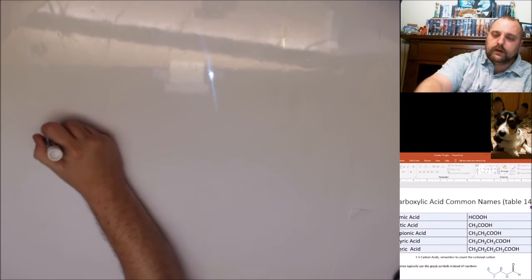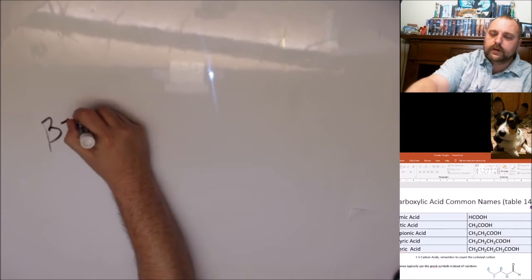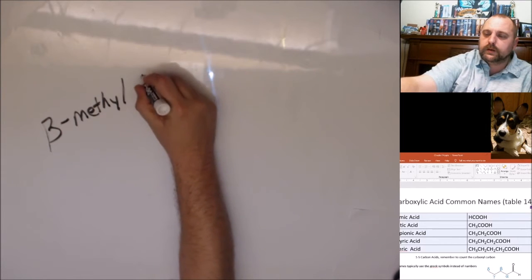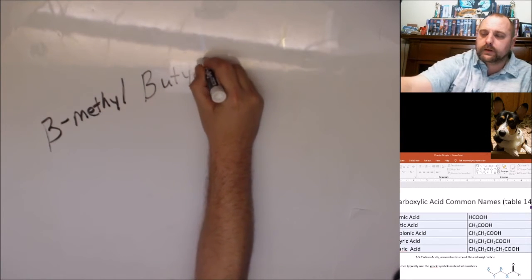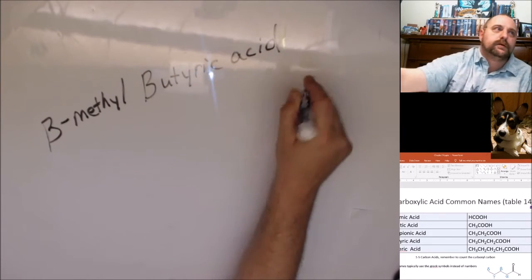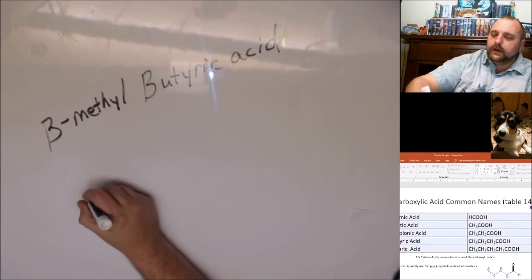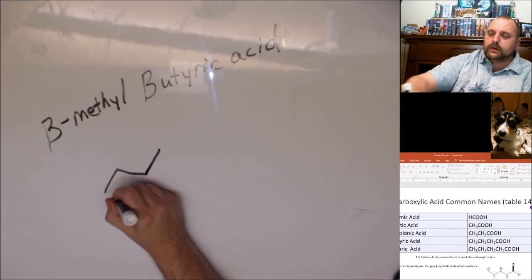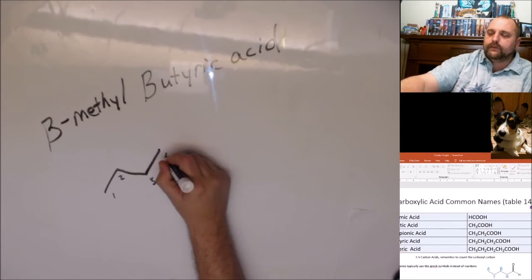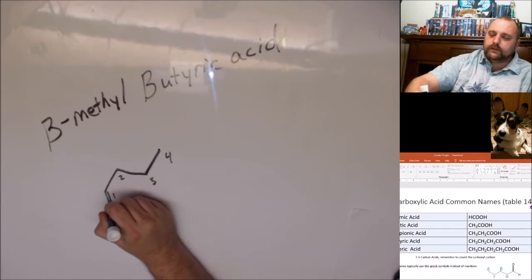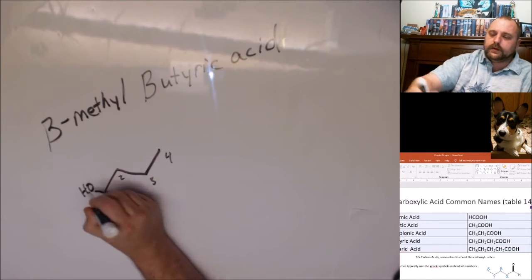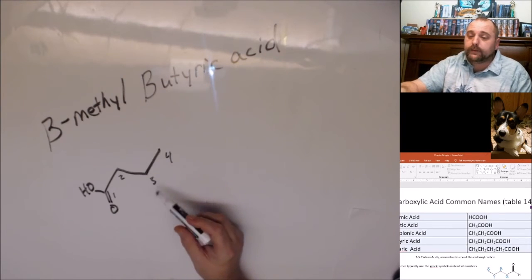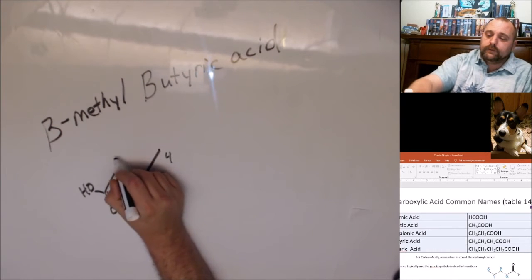Let's do a beta methyl butyric acid. Pay no attention to the capitalization. Again, butyric acid, 4 carbons. 1, 2, 3, 4. I'm going to go ahead and put my carbonyl over here. OH. So there's my 1, 2, 3, 4 carbons. And then I need a methyl, but don't forget this is beta.